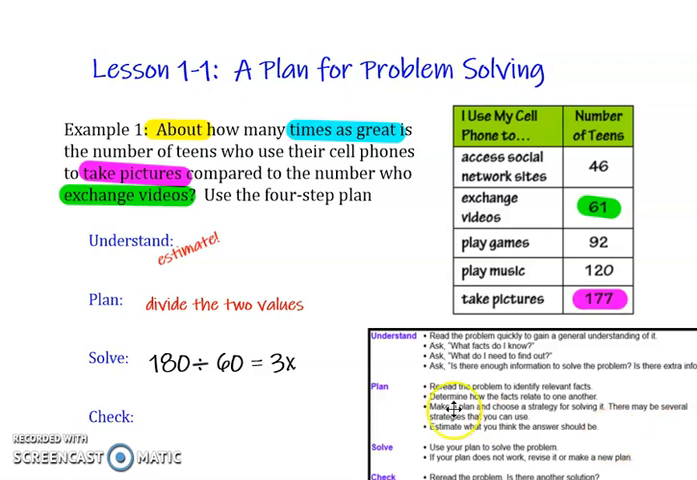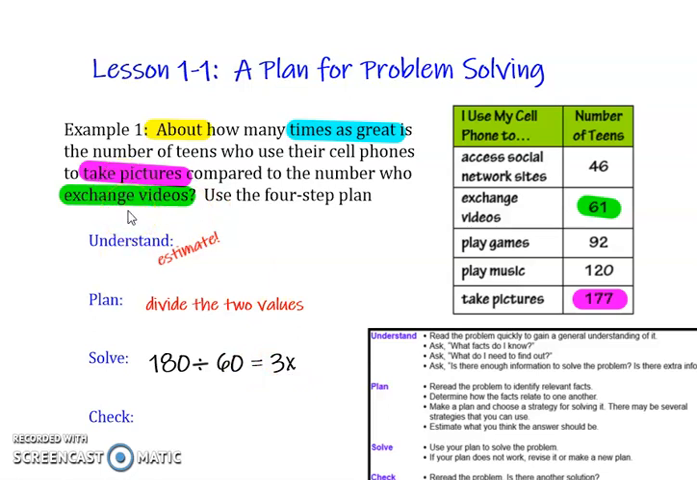Okay, so what I did here is, since it says about, I know I estimate, that means I round these numbers. So I rounded 177 to 180, and I rounded 61 to 60. So I know 18 divided by 6 is 3, and 180 divided by 60 is 3. So it's 3 times as many took pictures to the number of the exchange of videos.